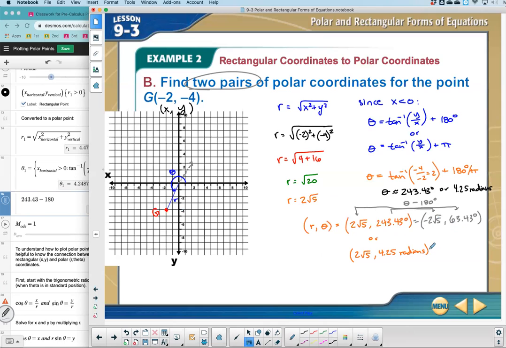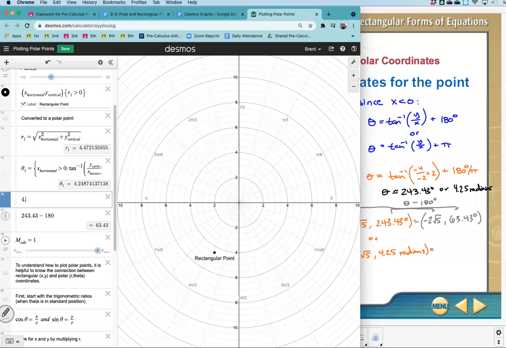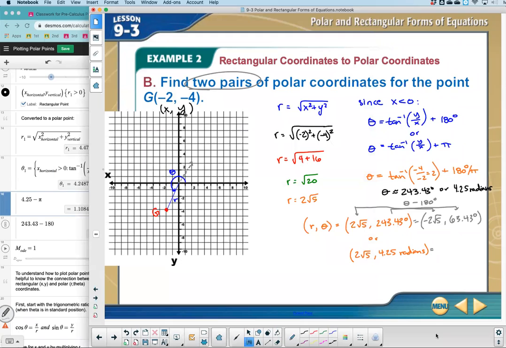There's a second pair. Or if we want to do this in radians, we take that number 4.25 that we had, and I subtract 1 pi. So I get 1.11 radians. Close my parenthesis there. There we go. Got it.